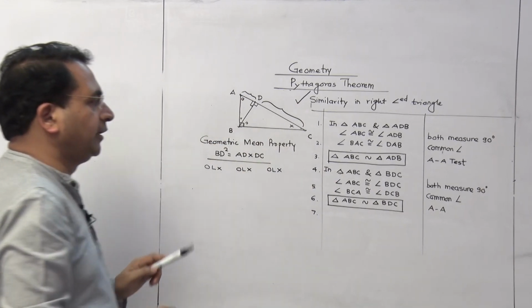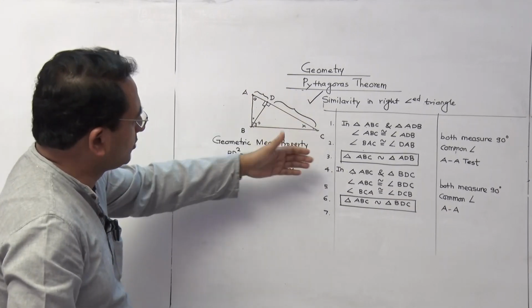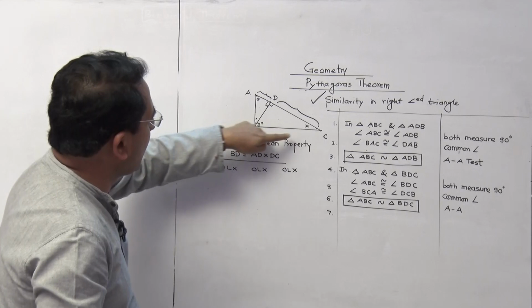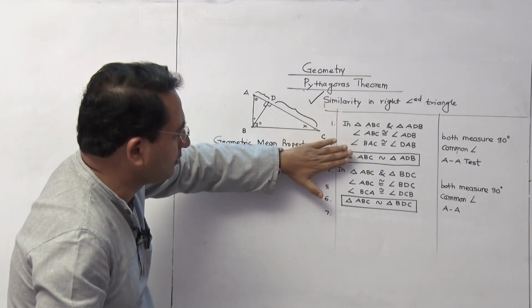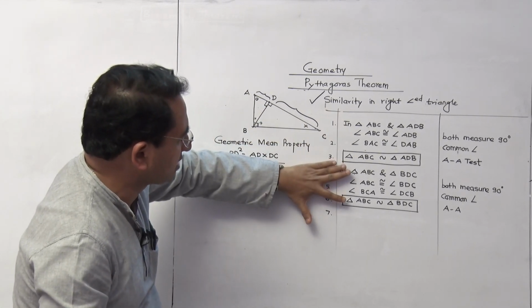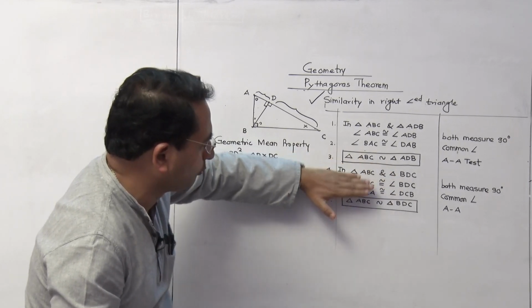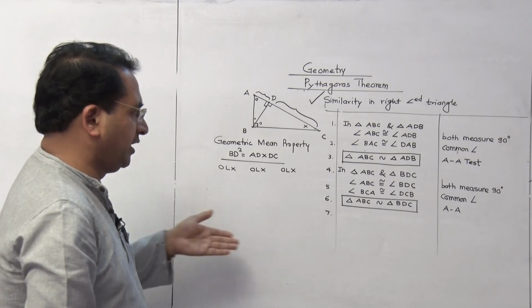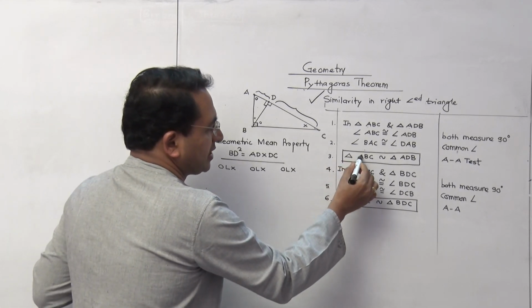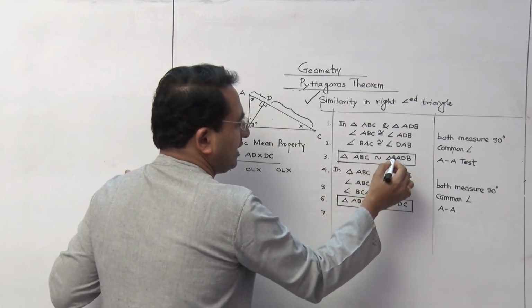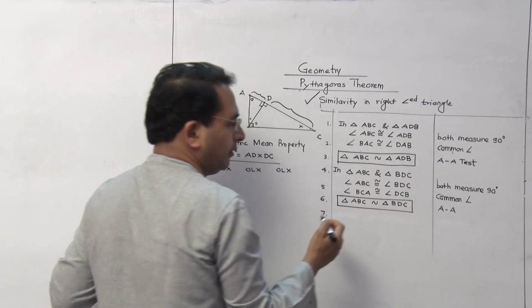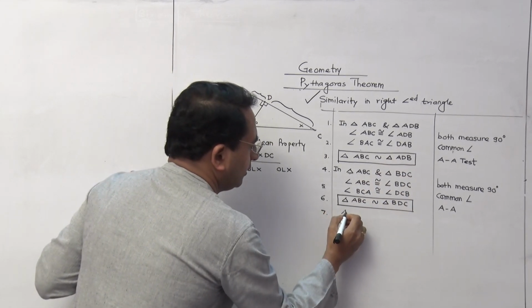See what I am writing. First three statements: we have to take ABC and ADB, and you prove them similar. Then again, in the second proof, ABC and BDC you have to prove similar. Now I am saying that their left hand sides are same, therefore right hand sides are to be equated. So what should I write?